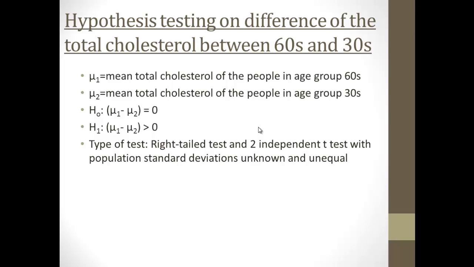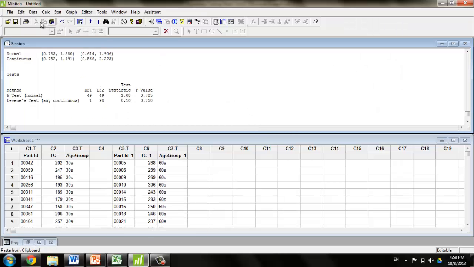As I mentioned earlier, the null hypothesis will be mu1 minus mu2 equals 0, and the alternate hypothesis will be mu1 minus mu2 is more than 0. The type of test is a right-tailed test, and two independent t-tests with population standard deviations unknown and unequal.